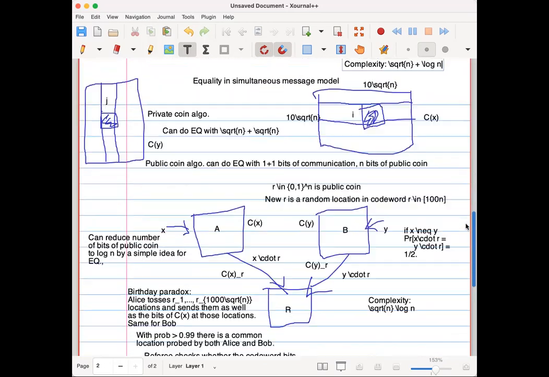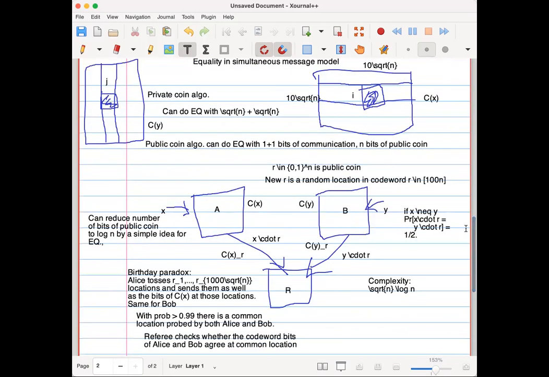Square root of n. Now the question comes about lower bounds. After this came out, people said, "Oh, amazing protocol," and they tried to prove lower bounds. Within a couple of years, lower bounds came out which showed that square root of n is tight. There was a paper by Newman and Szegedy one year later, and then a more general lower bound proved, with a slightly simpler proof, by Babai and Kimmel. They proved that for equality, the square root of n lower bound for private coin algorithms is tight.